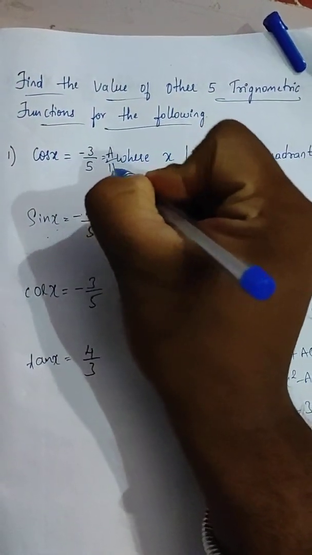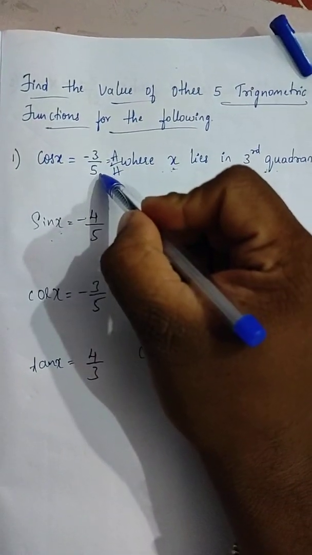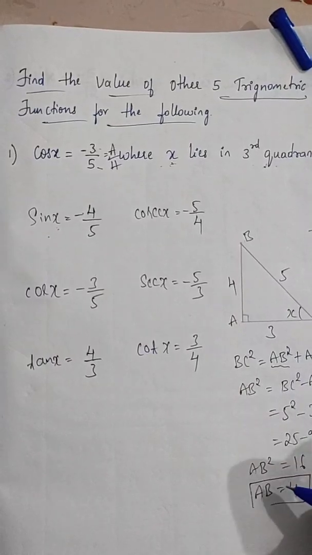Adjacent by hypotenuse. So here 3 is adjacent, 5 is hypotenuse. To find the opposite side, we are using the Pythagoras theorem.